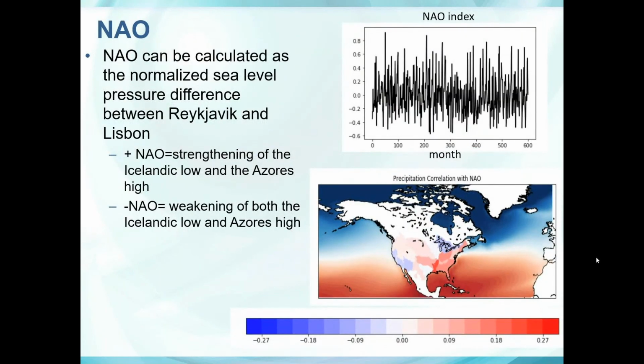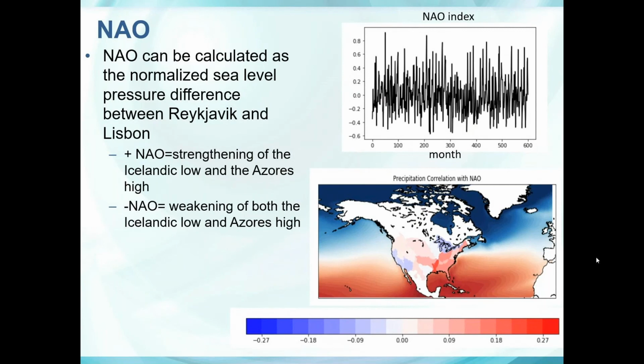So just like I just showed you with ENSO, we can do the same thing for the North Atlantic Oscillation. So the NAO can be calculated as the normalized sea level pressure between Reykjavik and Lisbon. And this will give a time series like this one. So when we have a positive NAO, that indicates a strengthening of the Icelandic low and the Azores high. And a negative NAO is a weakening of both of those.